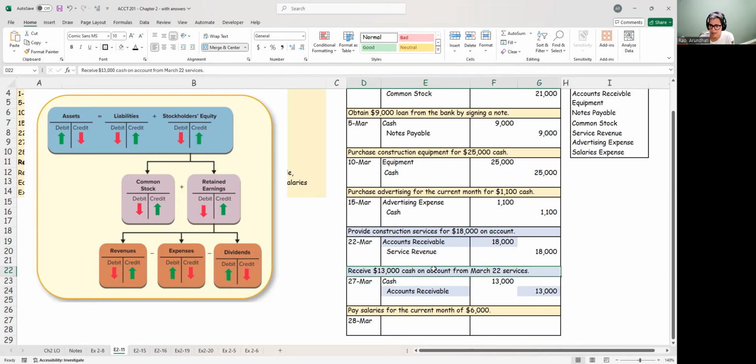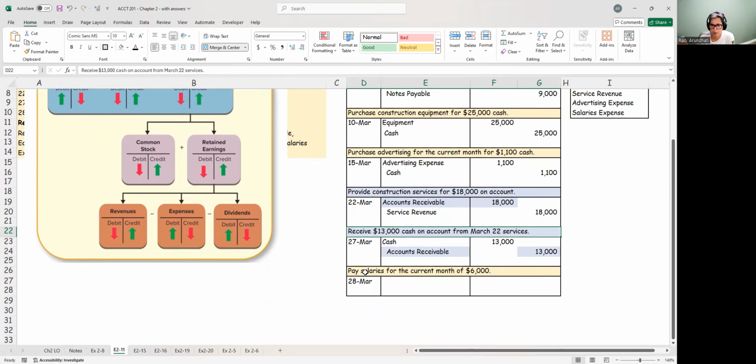So I received money for the money that was owed to me from the March 22nd services that I provided. And finally, I paid $6,000 cash to my employees for the work that they had done. So March 28th, I'm paying cash. So this one is easy. Cash has to be credited 6,000. I paid cash because I received a benefit. The benefit I received, you can look over here, is salaries expense. And that's the account I'm going to debit.